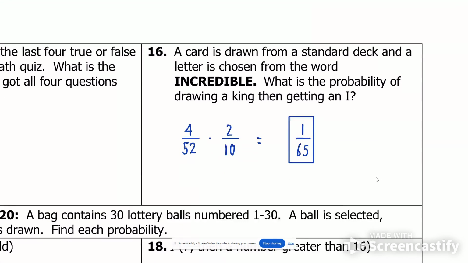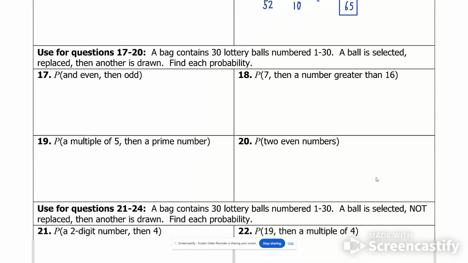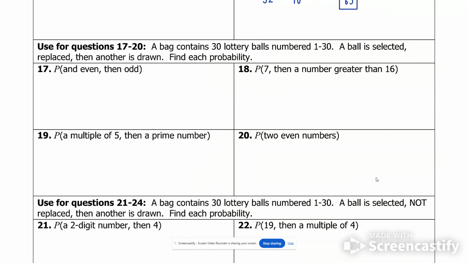Done. Let's keep on cruising along on number 18 and 20. We're looking right here at this bag that contains 30 lottery balls numbered 1 through 30. A ball is selected, and then look, here's the key word we talked about yesterday. It's replaced. It goes back in the bag. So does it affect the next draw? Not at all. Then we draw another one.